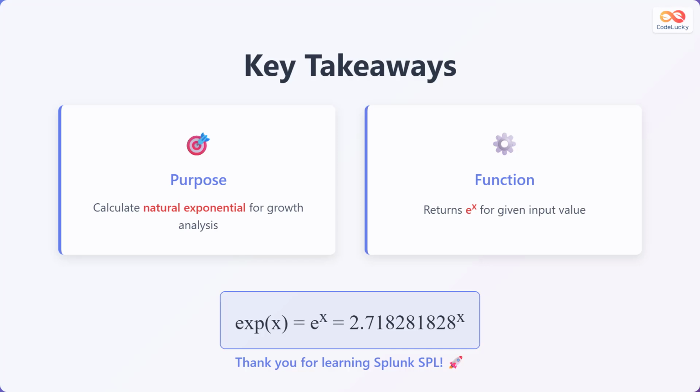To summarize our exploration of the exp command, its primary purpose is calculating natural exponential values for growth analysis in Splunk. The function returns e raised to the power of x for any given input value. The mathematical formula is exp of x equals e to the power of x, which equals 2.718281828 to the power of x. This makes it an essential tool for statistical modeling and business analytics in Splunk SPL.